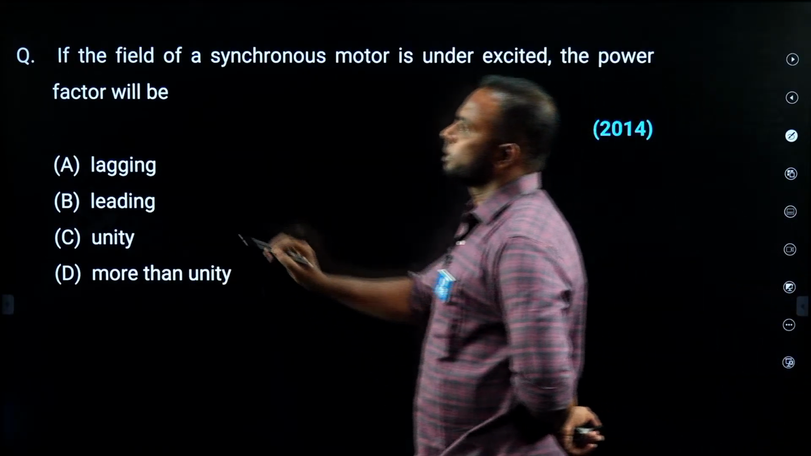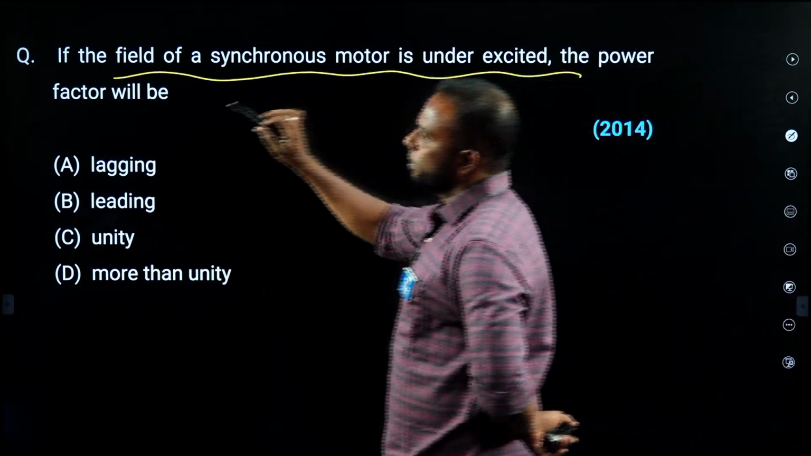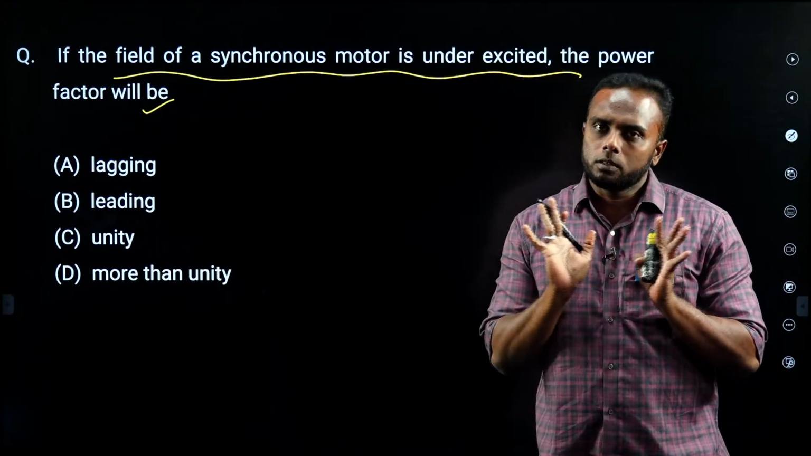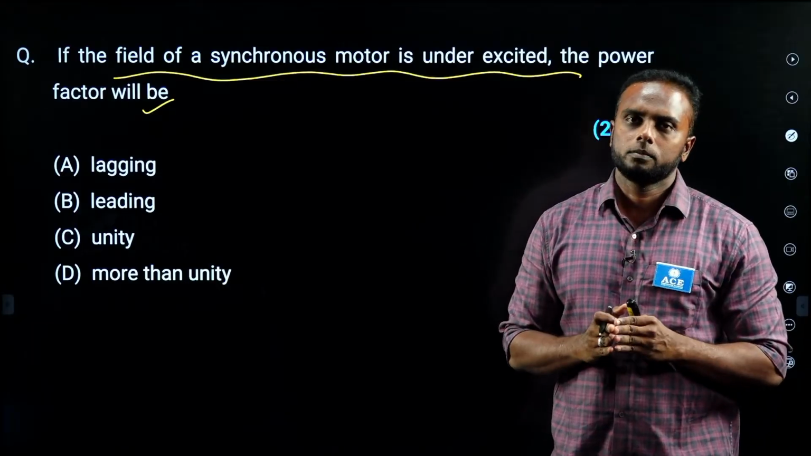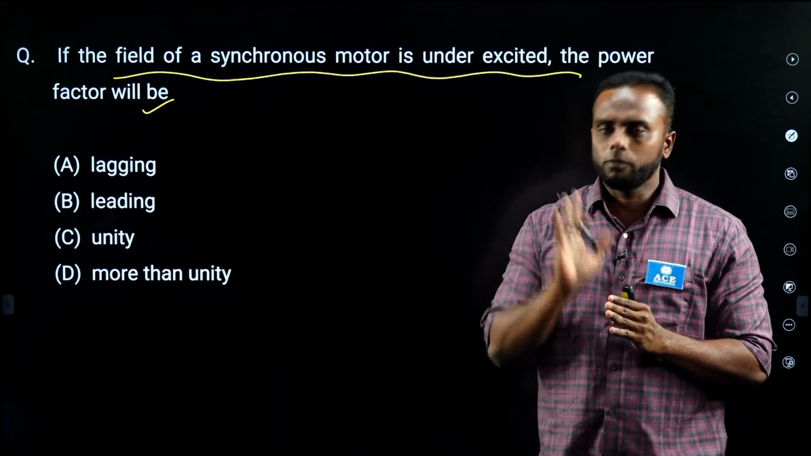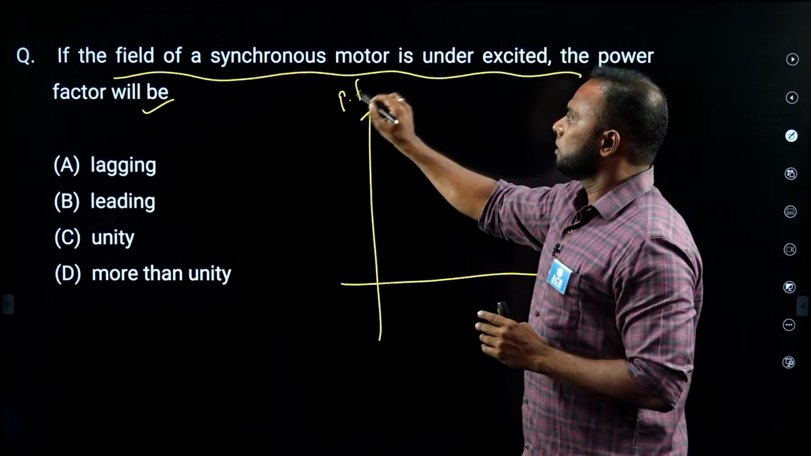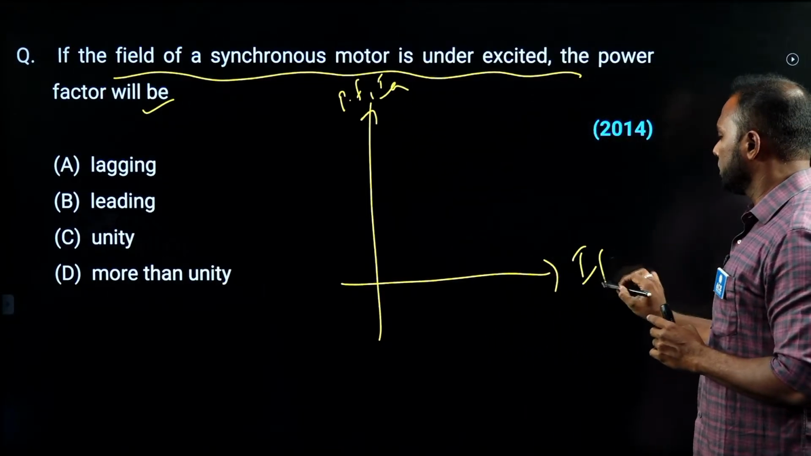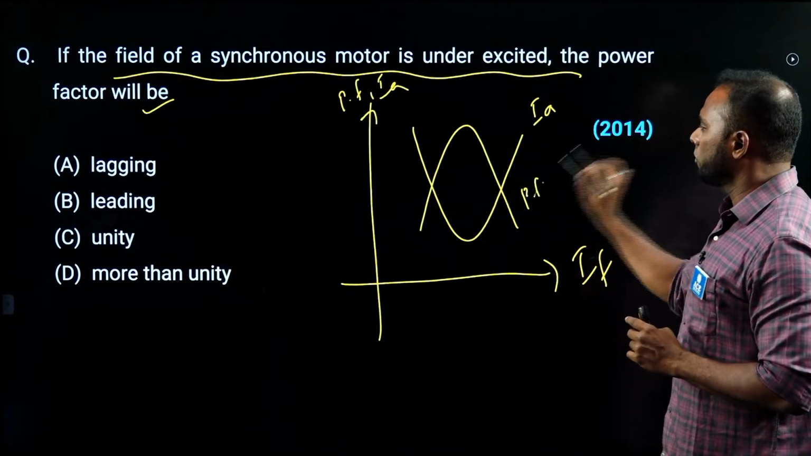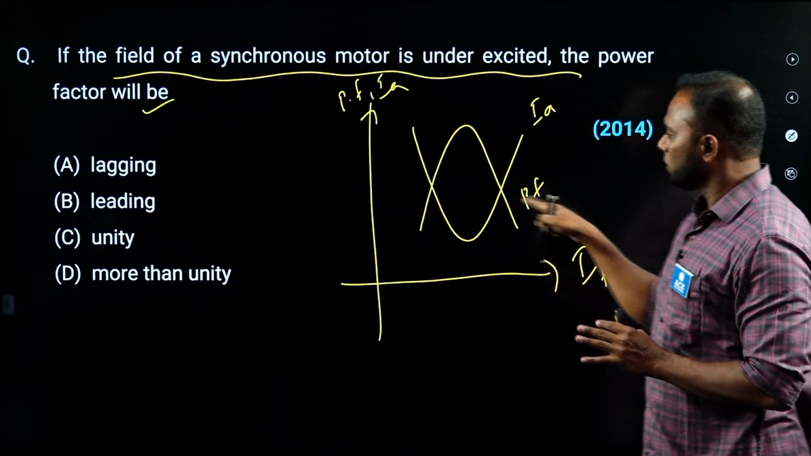See this question. If the field of a synchronous motor is under excited, then the power factor will be dash. Remember the V curves and inverted V curves of synchronous generator and synchronous motor. Both are the same, but the difference is that lag and lead will interchange. For the V and inverted V curves of a synchronous motor, we have armature current and power factor against field current. Armature current versus field current is the V curve, and power factor versus field current is the inverted V curve.